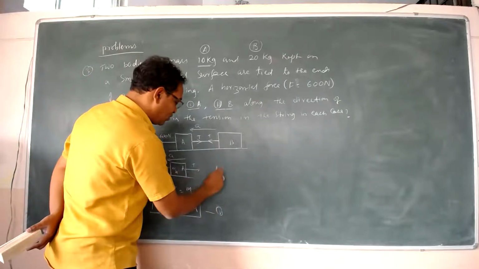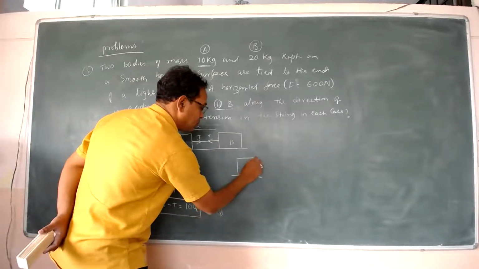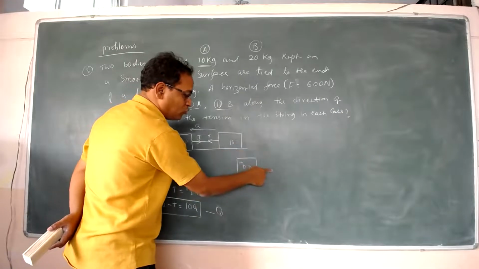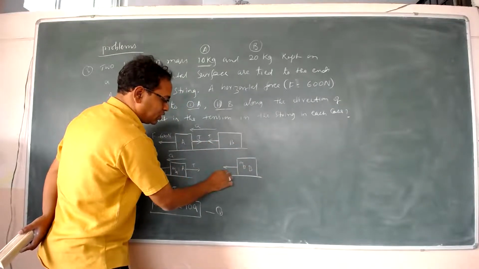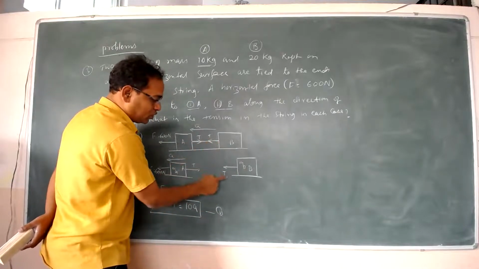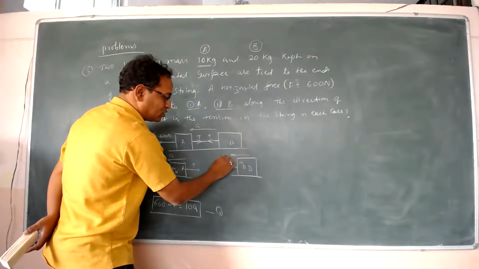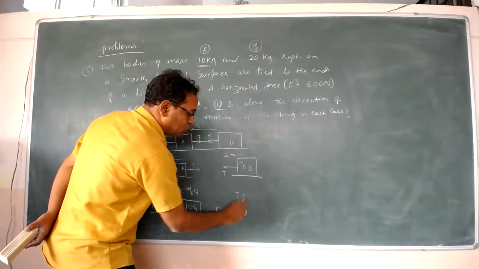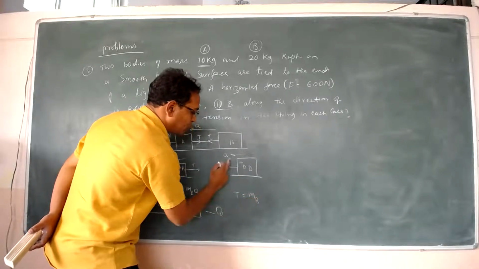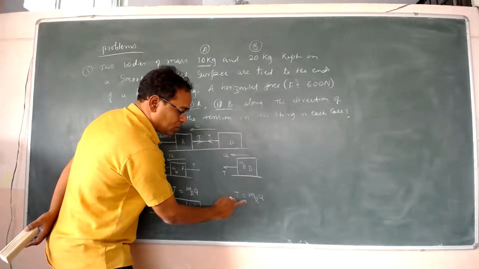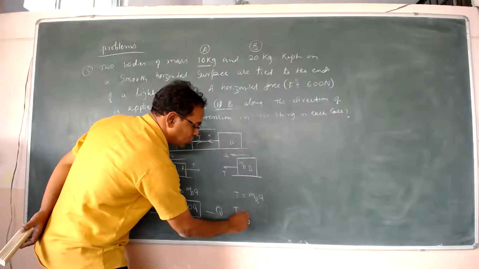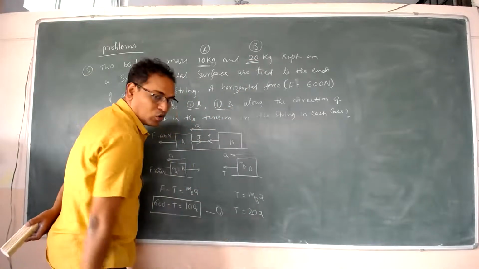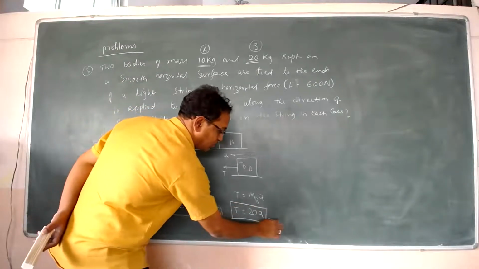Now the free body diagram of the second body, B, of mass M B. In the other direction there is no force. Only the tension T is acting, because this body is pulling it with that much tension, and it moves in this direction with acceleration a. So T equals M B into a, which is 20 into a, where a we don't know. Say this is equation 2.